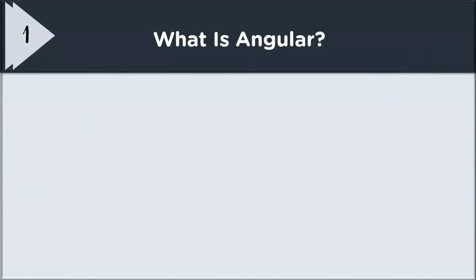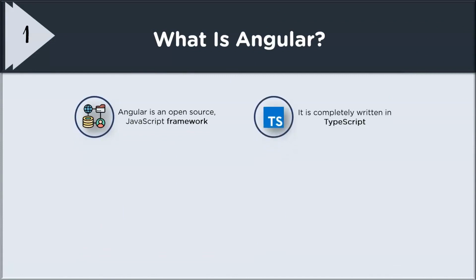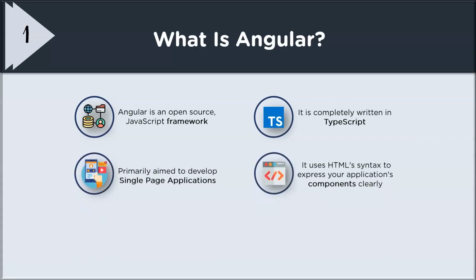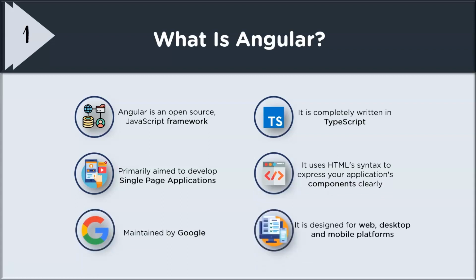Starting with the most basic, what exactly is Angular? Now Angular is an open source JavaScript front-end framework which is completely written in TypeScript. This framework brings structure and consistency to web applications and provides excellent scalability and maintainability. Now it's primarily aimed to develop single-page applications and is maintained by Google. It uses HTML's syntax to express your application's components clearly. It is designed for web, desktop, and mobile platforms.